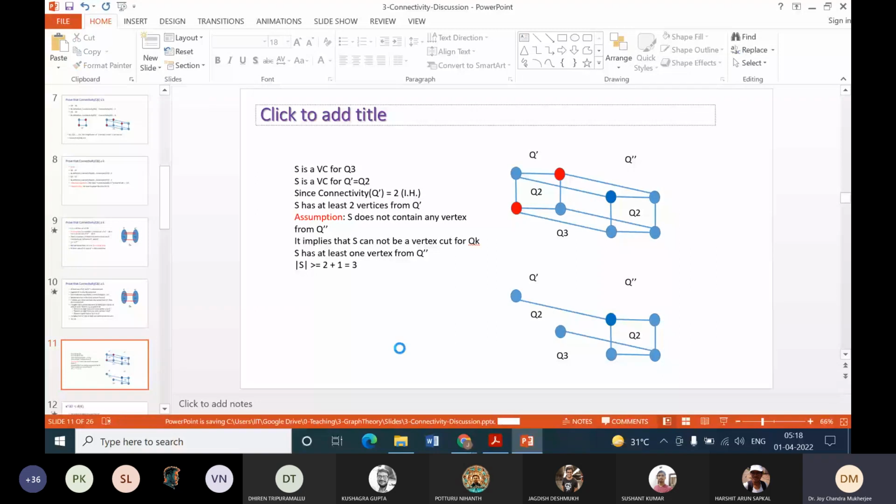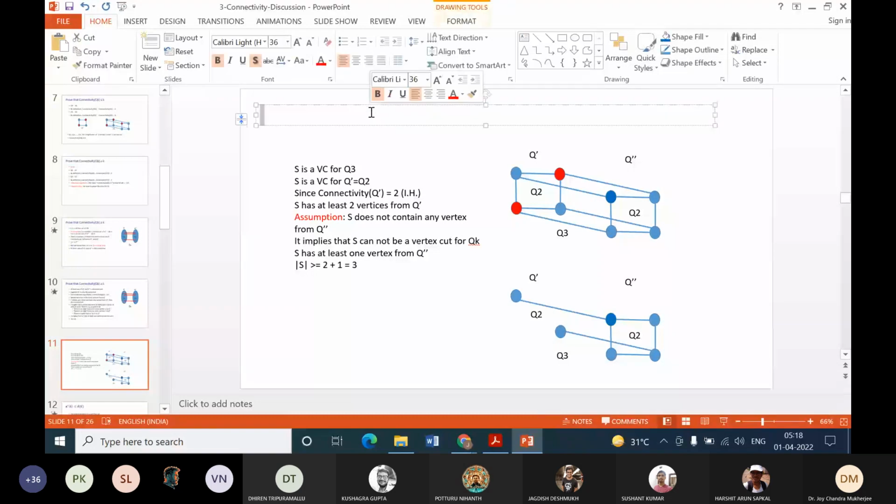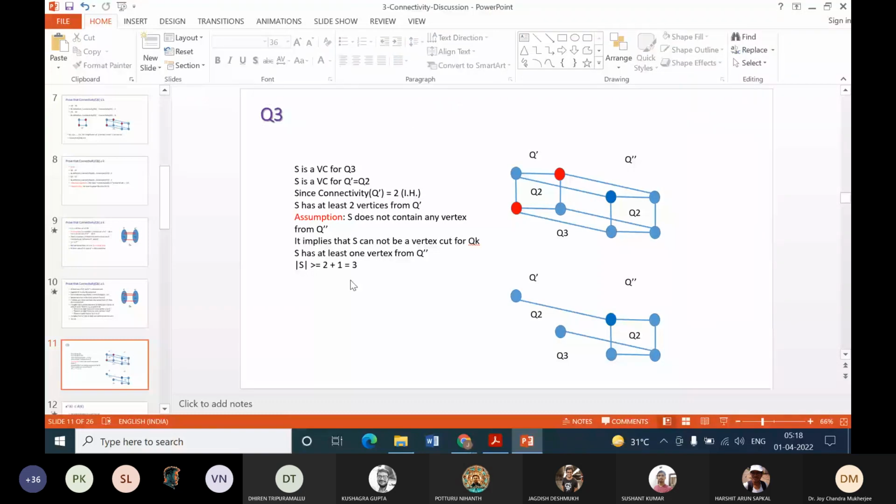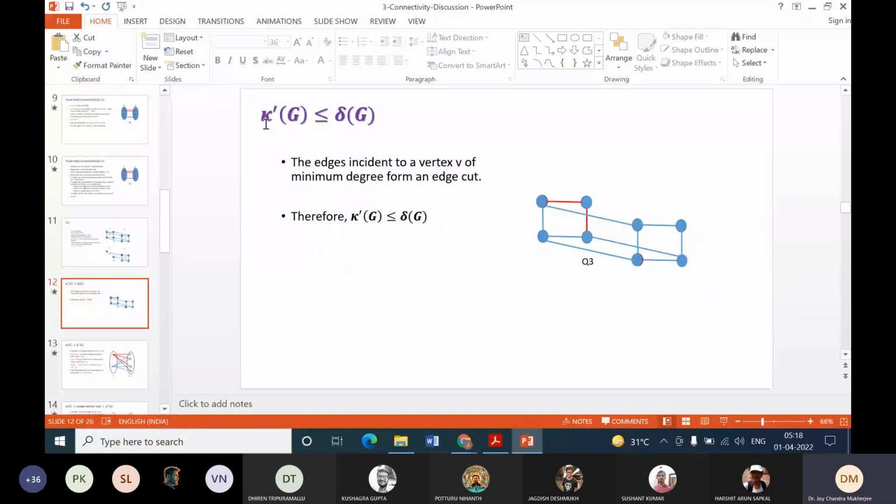So that is how we prove it. Now we will prove that chi prime G is less than or equal to delta G. What is chi prime G? Chi prime G is basically our H connectivity, and delta G is the minimum degree of the graph, the minimum degree of a vertex in the graph.